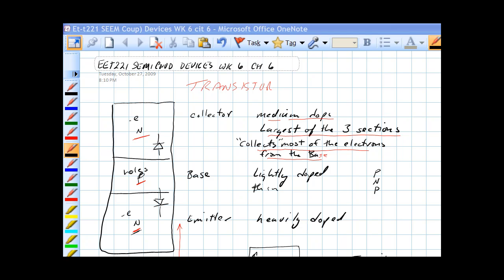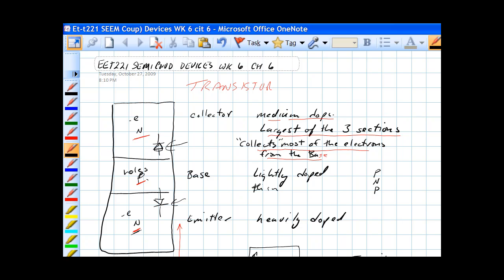A transistor is made up of three doped regions, one n-doped, one p-doped, and one n-doped, all hooked together. This forms actually two diodes, one in this direction and one in this direction, with the p-doped material in the center.